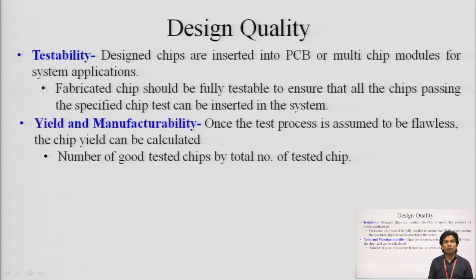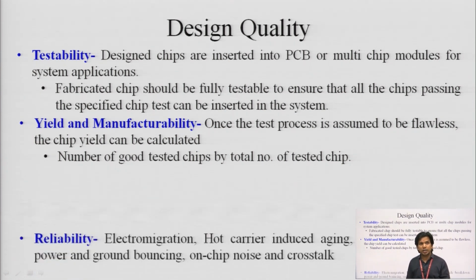Second is yield and manufacturability. Once the test process is assumed to be flawless, and we have given all kinds of input bits and know that we are getting the desired output in the testability, then we have to look at what kind of manufacturability it has and how the yield is. The yield is the number of good test chips divided by the total number of test chips. By taking this ratio, we can calculate the yield.